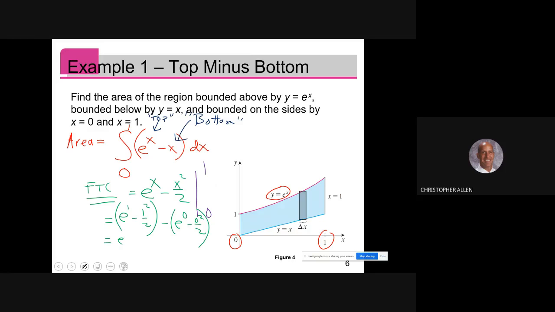That's just e, right? 1 squared is, I think, just 1, so that'd be minus 1/2. And then what's e to the 0? That's 1, so I got to put minus 1. And then what's 0 squared divided by 2? Okay, so what's negative 1/2 plus another negative 1? I think it's 3/2, isn't it?